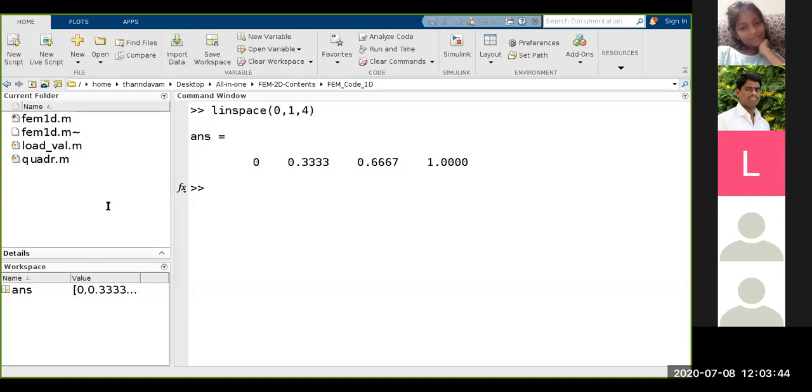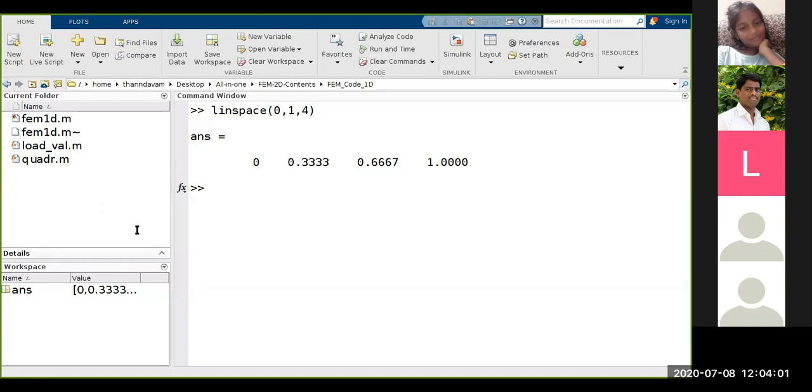We simply give a slash f. So this is the Gaussian elimination with partial pivoting. This solves the linear system and gives the answer here, u approximate. Then the u exact, what is the exact solution? We already know the exact solution for this problem is sin pi x.